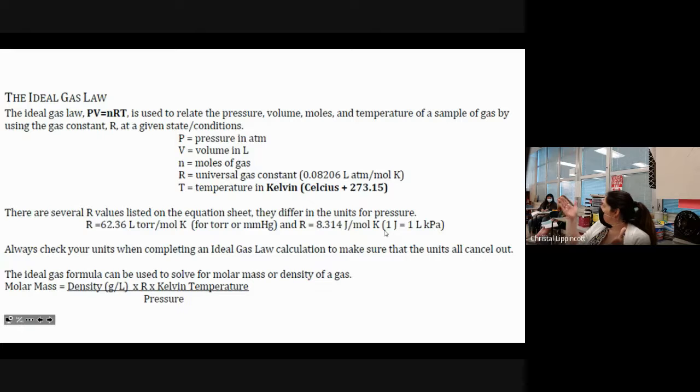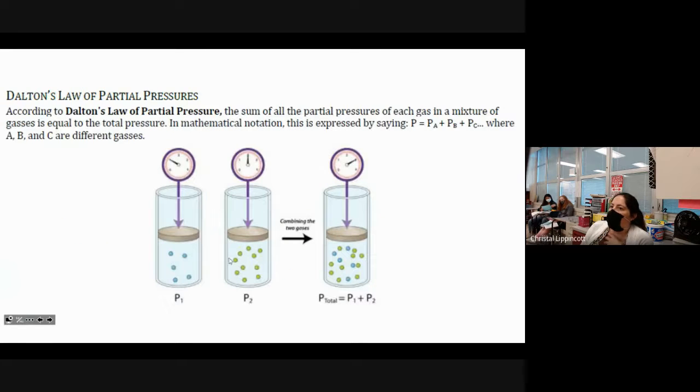They're on your formula sheet, that blue periodic table formula sheet. You just need to be able to find them and know which one to use when you need it. So always check your units and make sure that you're using the right R value and make sure that the units will cancel out. You can also use the ideal gas formula to solve for molar mass or density of a gas. So you can rearrange it for that.